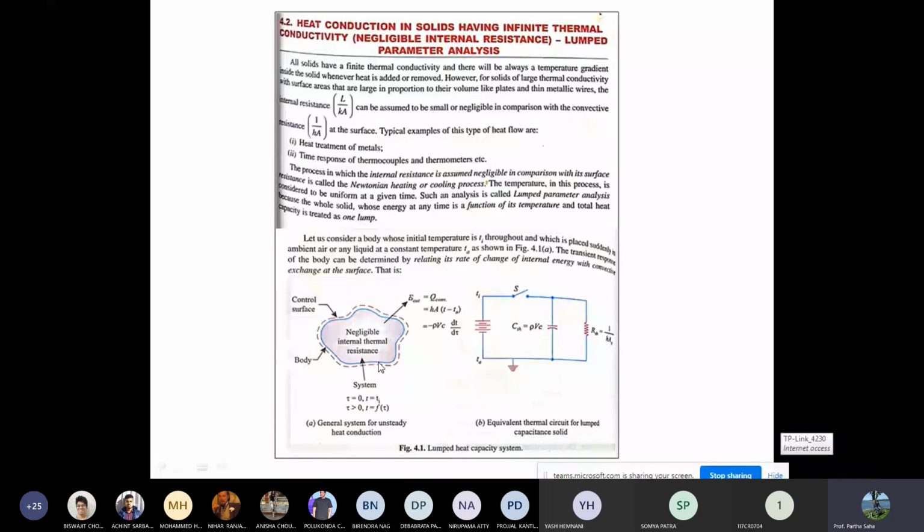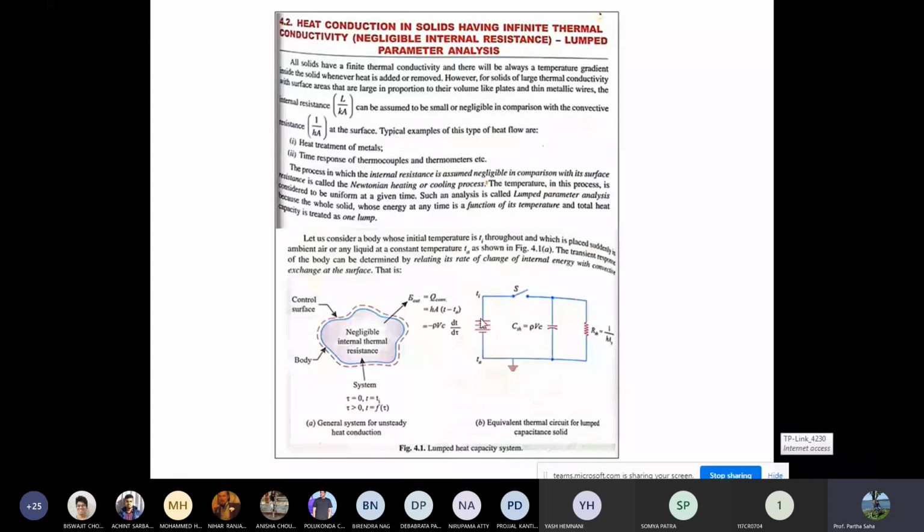The transient response of the body can be determined by relating its rate of change of internal energy with convective exchange at the surface. So there are two things going to happen. The internal energy is going to decrease and the convective heat transfer is going to increase, right? So we are going to equate both the terms and then derive the expressions.